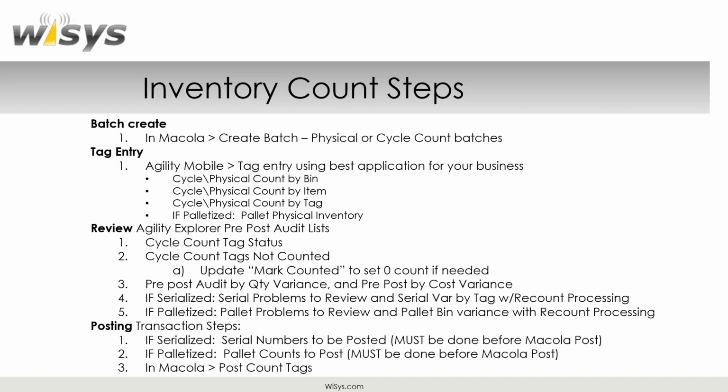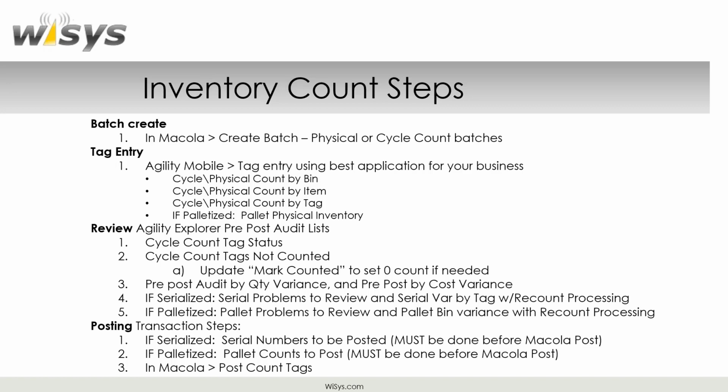The next thing is, once you go through and you've entered all of your tags, you will do a review. And when we do the review, we go into Agility Explorer. And in Agility Explorer, we can look at our current count tags. What's the status of them? Which ones aren't counted? And we can set them to 0 if they need to be. Or we can go find and fix those particular tags. We can look at the pre-post audit reports by variance or by cost or quantity. So we will take a look at those.